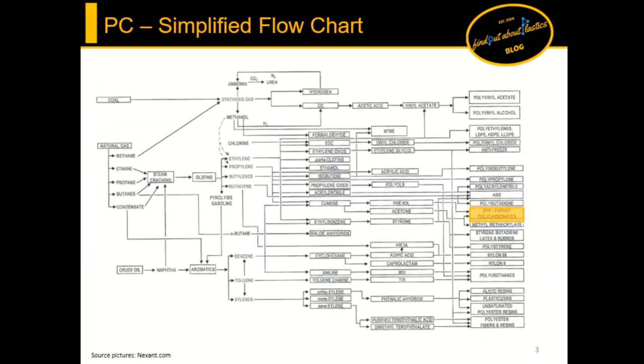Let's have a look at the simplified chemical flow chart. Where does polycarbonate have its roots? As already mentioned before, bisphenol A is one of the major ingredients. The simplified chemical flow chart helps us to understand where the BPA has its roots.